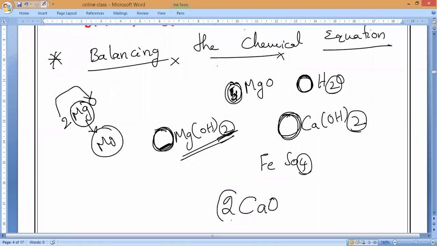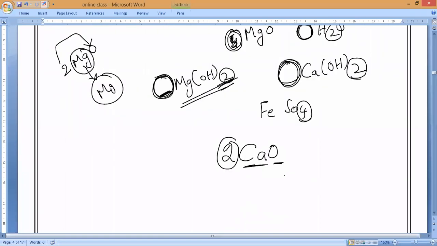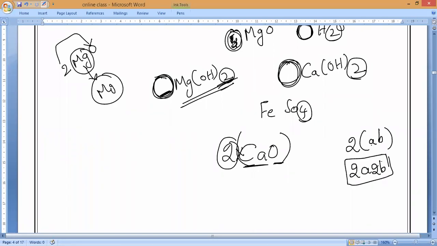For example, remember, if I'm writing calcium oxide 2CaO, this 2 is indicating both the atoms. Do you understand, everybody? So 2 is the multiplier for both the atoms. All of you should remember, if I write 2AB, then what do you mean by that? 2 into A, 2A, 2 into B, 2B. That is the inner meaning.